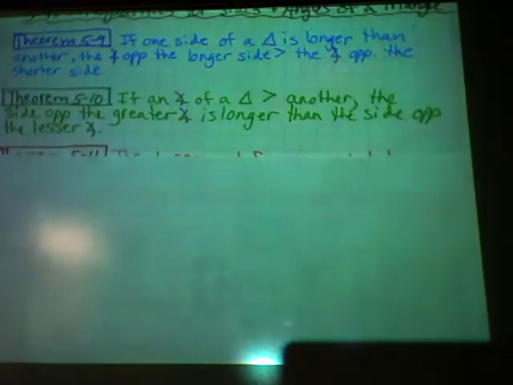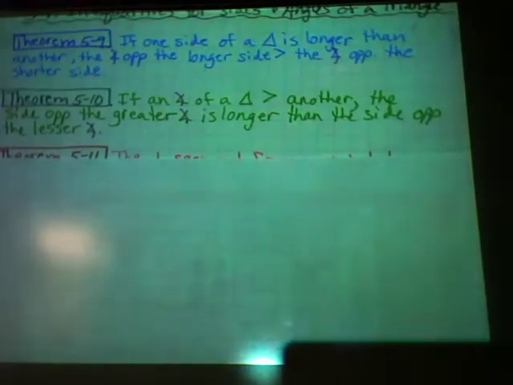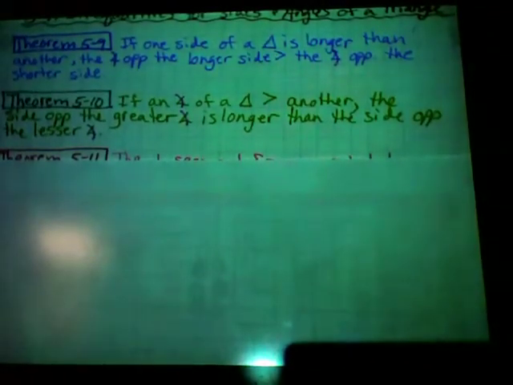Then theorem 5.10 says if an angle of a triangle, and this is a greater than sign, is greater than another, the side opposite the greater angle is longer than the side opposite the lesser angle. So this just does the reverse. It talks about how can you tell which angle is bigger or smaller. You look at the sides. If you want to tell which side is bigger or smaller, look at the angles.